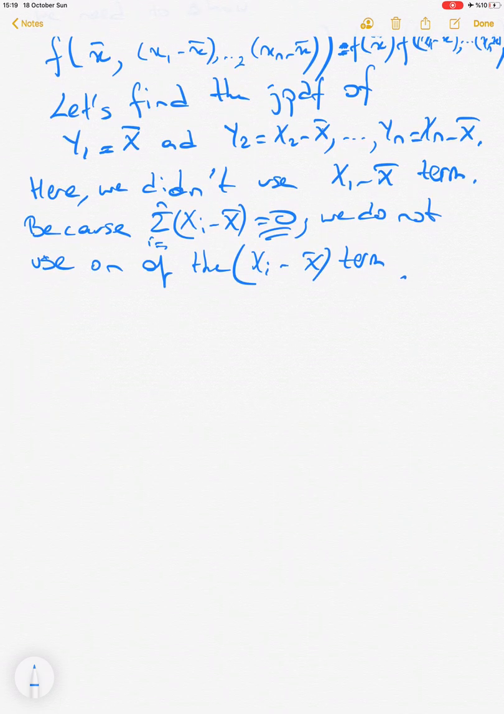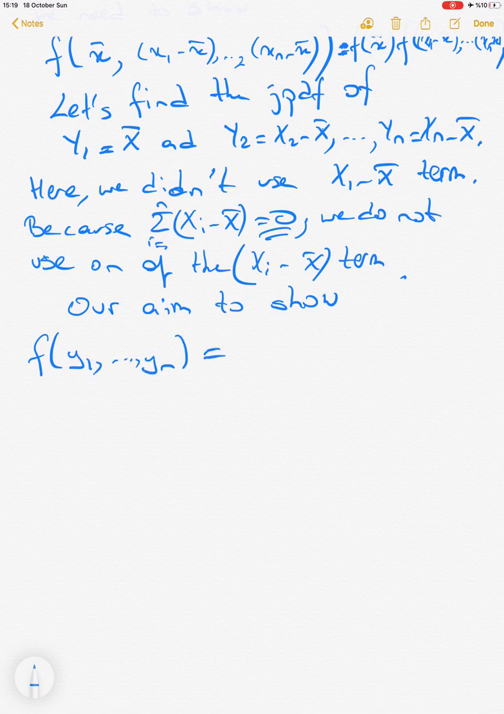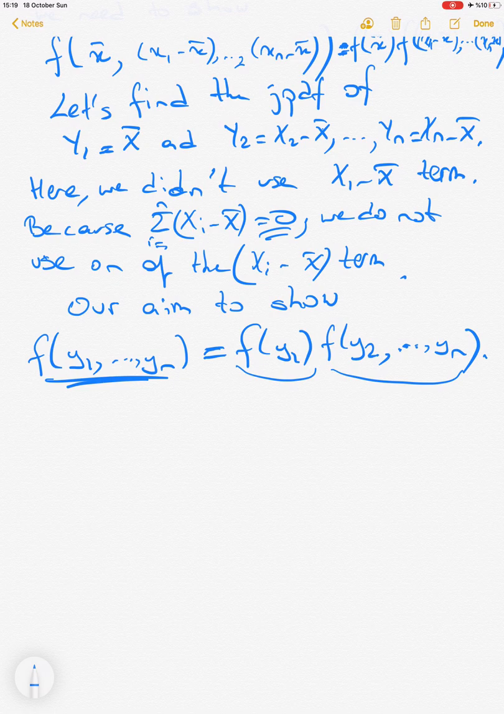Then, what is our aim now? Our aim is to prove or show that the joint f of y1 to yn can be written as f of y1 times f of y2 to yn. Okay, how can we do that? First of all, we need to find the joint distribution and then look at its form, whether it can be written in this form or not. If it can be written in this form, just one function related to the distribution of y1 and the other related to the others, then we are good to go.